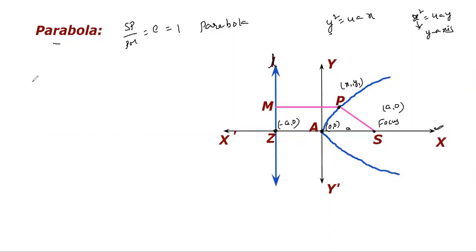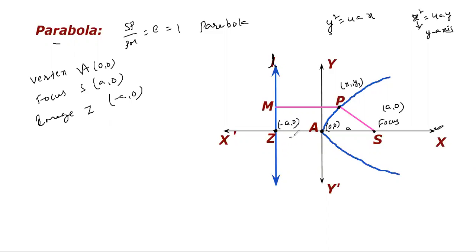Okay, here the vertex V is 0 comma 0, focus S equals A comma 0, and image Z equals minus A comma 0, and this is minus A units, the distance from A to Z, so that the equation of directrix equals x plus a equals 0. This is the equation of the directrix.